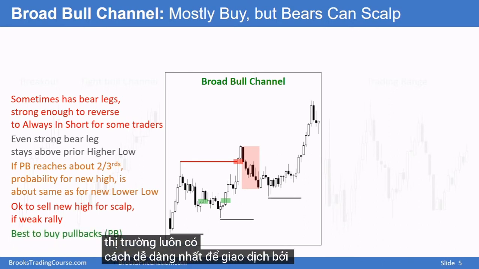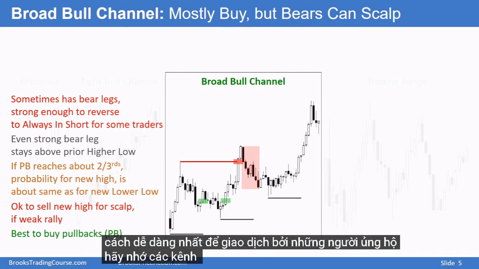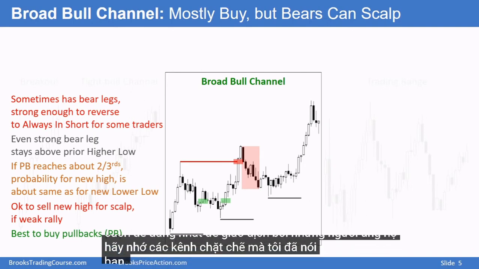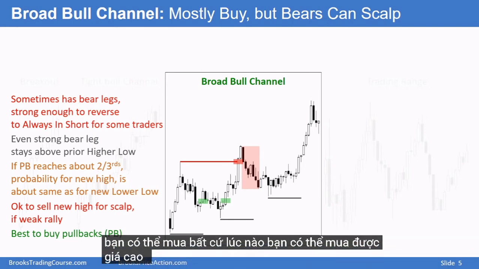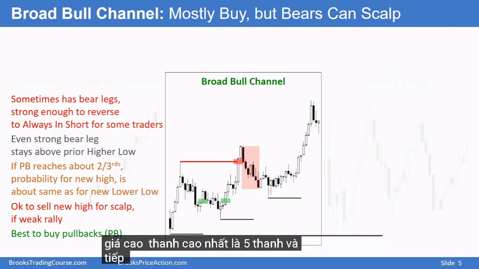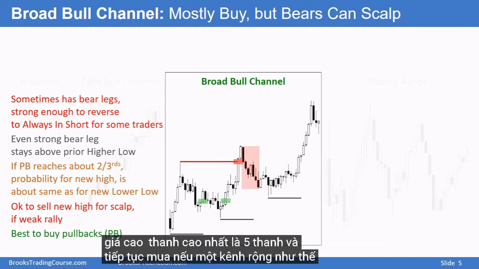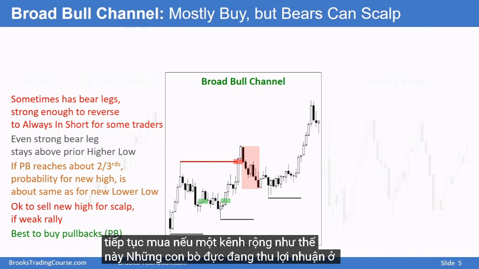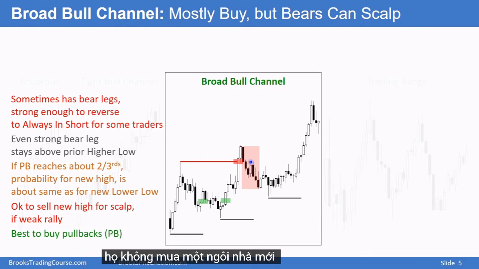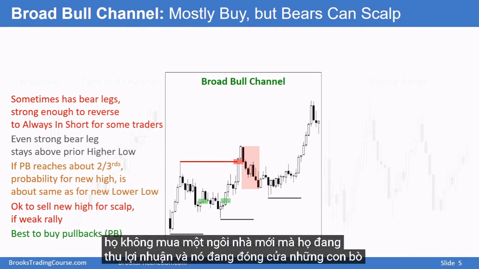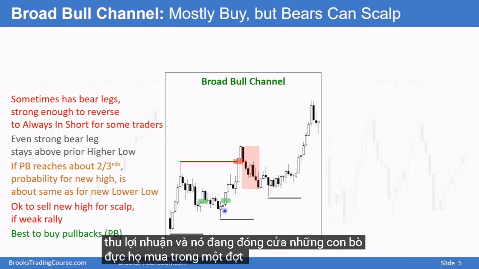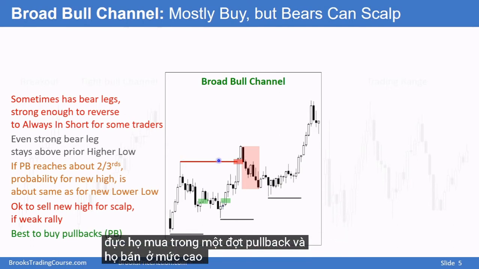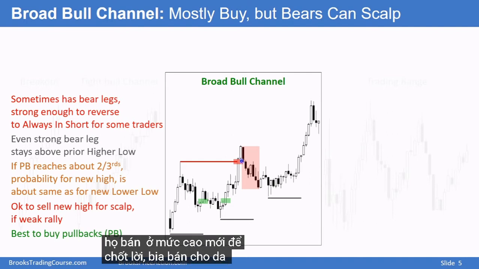Easiest way to trade it, buy pullbacks. Remember, breakouts, tight channels, I said you can buy at any time. You can buy the high of the bar, the high of 5 bars, and keep buying. If a channel is broad like this, bulls are taking profits at new highs. They're not buying at new highs, they're taking profits, and that's causing pullbacks. They buy during a pullback, and they sell at a new high to take profits. Bears sell for a scalp.